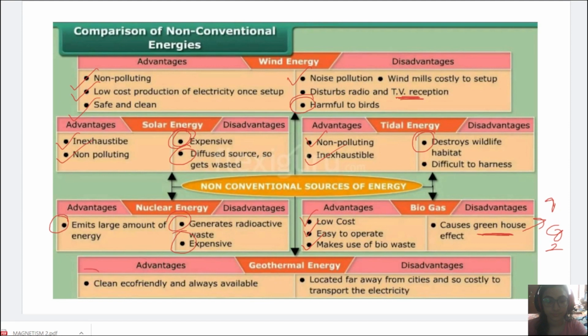Geothermal energy's advantage is obviously that it is clean, eco-friendly, and always available. We can never get enough of rocks. But the disadvantage is that they are very specific. They can only be placed at specific positions where we can get these hot springs or hot spots. So they're located far away from the city and it is costly to transport the electricity. Obviously, we have to put up huge towers and huge cables which will transfer the energy, which is a cumbersome process. So these are some of the comparisons.